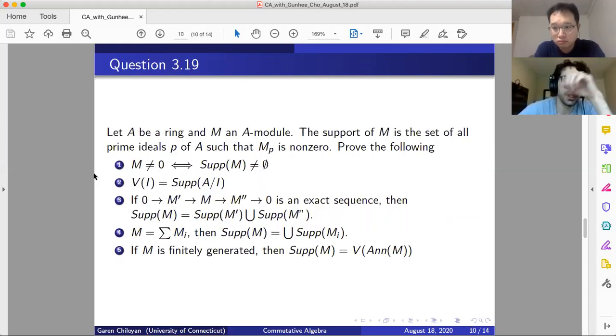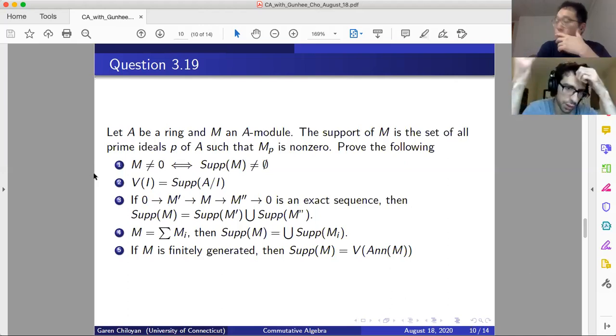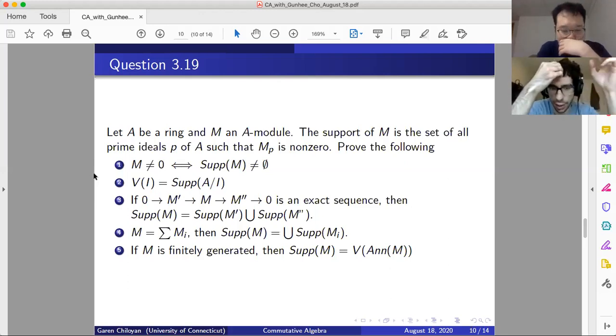Okay, so now let's prove that the set of all primes that contain I is the same as the set of, okay, I made a mistake. Let I be any ideal. The set of all primes that contain I is the support of A mod I. And that makes sense, right? Because you would think that if you contain I, then if you localize A mod I at P, you should not get 0.